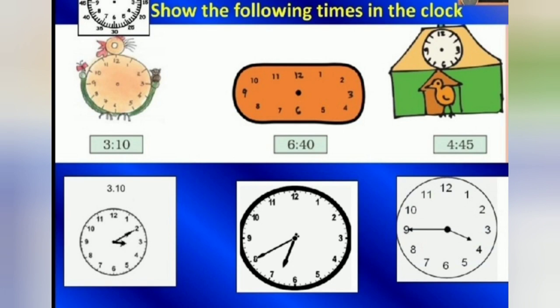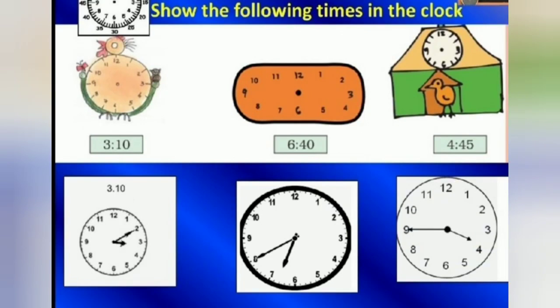Okay. 6:40, the hour hand is between 6 and 7, and 40 means the minute hand is on 8. Now next 4:45, its short hand is on 4 and the minute hand is on 9.